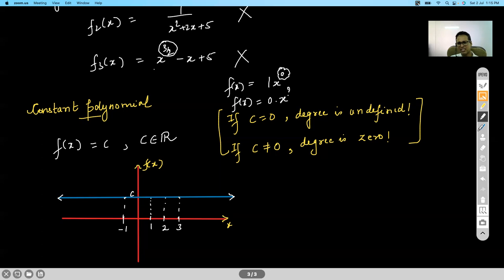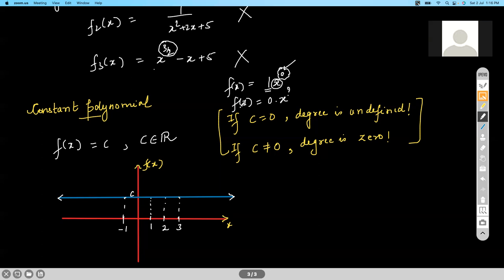1, 0, 2, 3, 4, 5. 1 raised to anything is 1. Yes, but what has it to do with the degree of the polynomial? So then the degree of 1 should also be undefined by that logic. No. Get this right. Degree is the power of the variable involved in that expression. This is acting as a coefficient. This is the variable. The power of the variable is what we are worried about as degree, not the power of 1.